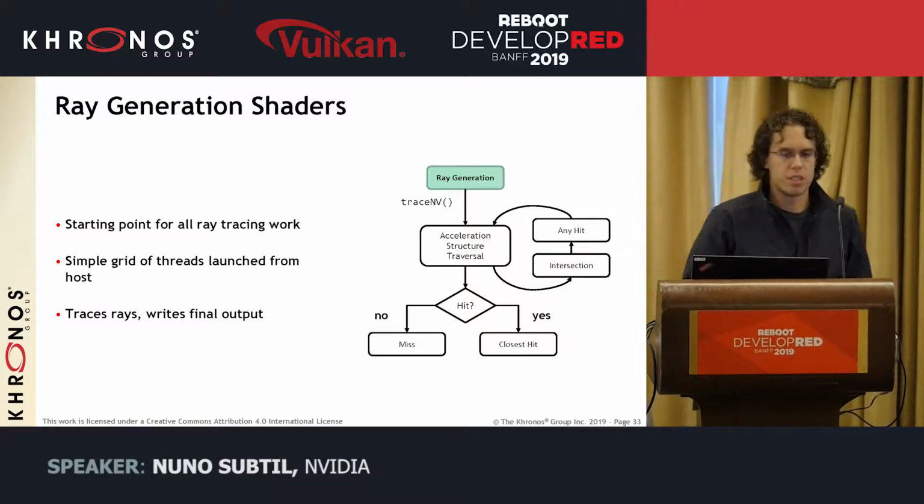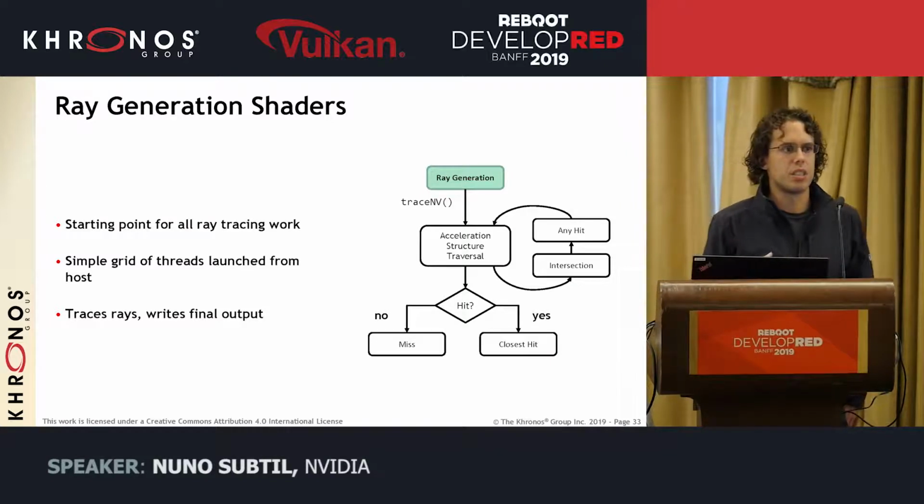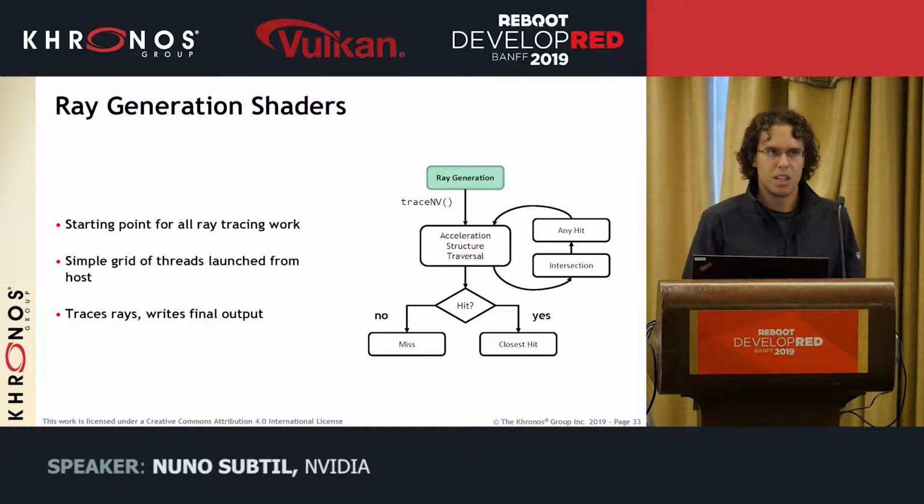So onto the new shader domains themselves, starting with ray generation. Think of it as a compute kernel. It's kind of what it is. It's a 2D grid of threads launched from the CPU. It's a starting point for all ray tracing work. I think crucially, the main difference between this and the compute shader is that there is no access to shared memory in a ray generation shader, but otherwise it behaves similar to a compute shader.